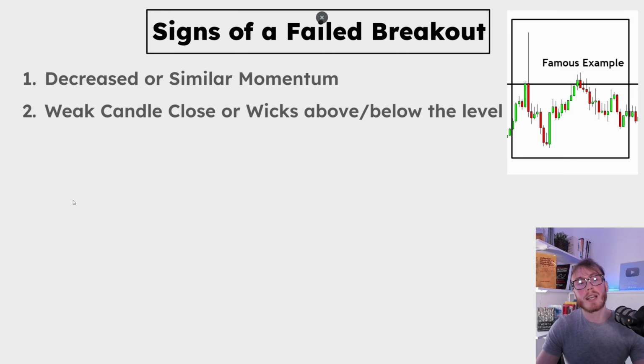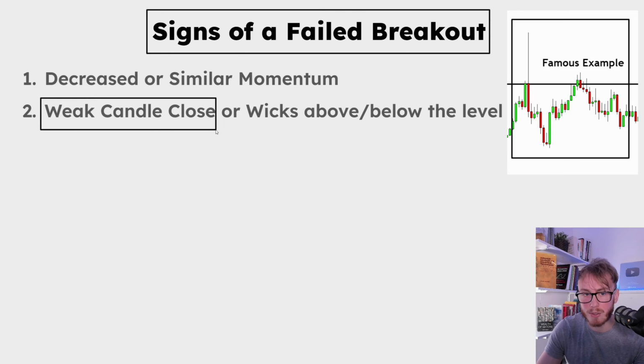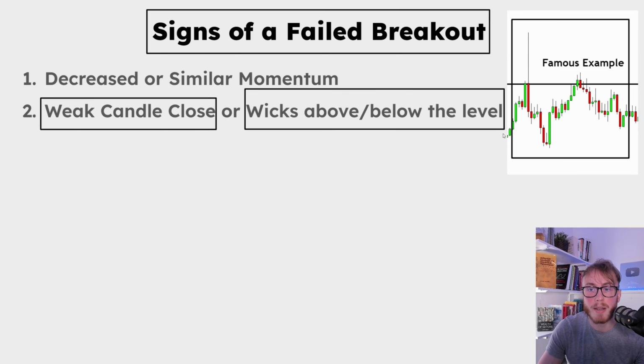The next sign we're looking out for here is a weak candle close or even wicks above or below the level. So if the candle just closes slightly above the level, or if the candle simply wicks above and then quickly dips below the resistance, or the opposite for support, that is a sign of a failed breakout.